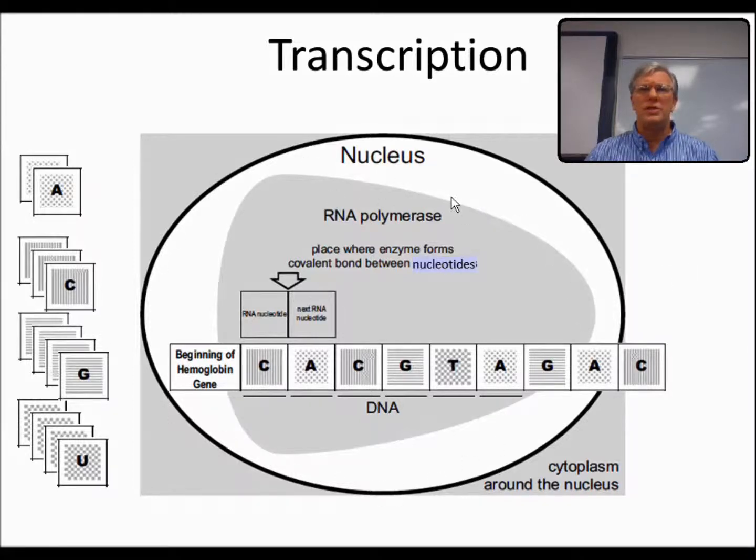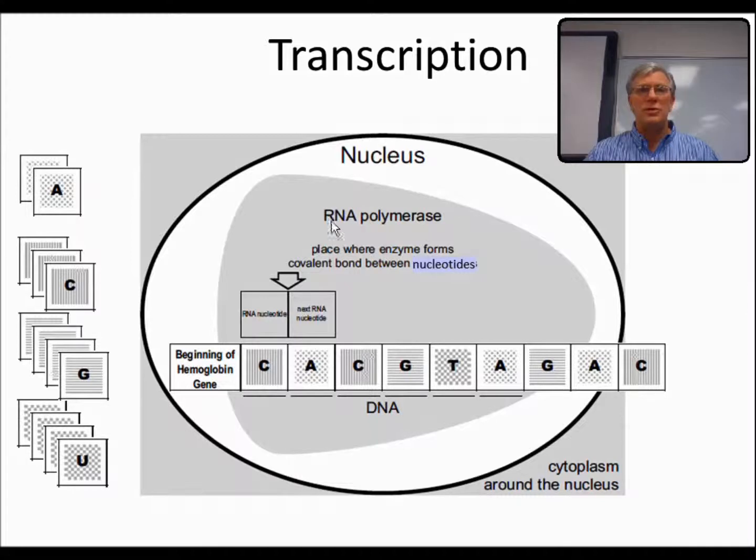This oval represents the nucleus. This string of nucleotides is a strand of DNA. It is a section of the hemoglobin gene that has been unzipped during transcription. The DNA molecule is partially unzipped by helicase, not completely like in replication. It's only unzipped enough to expose that gene.